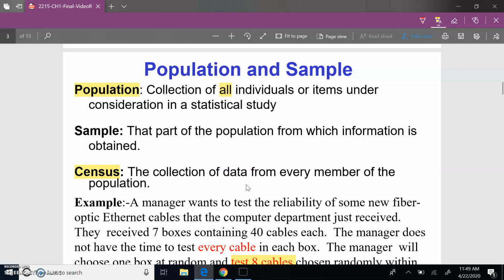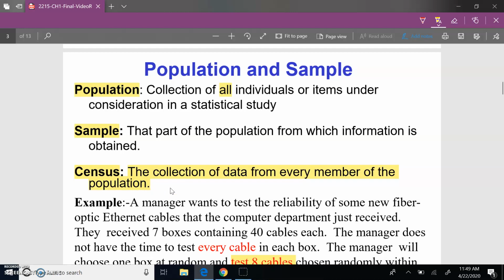When we want to collect some information, we cannot collect the information from the entire population. Why? Because we don't have the time, we don't have resources, we don't have manpower to conduct the study from every member of the population. For this reason, we resort to sampling. We select a sample. And what is a census? A census is a collection. If you collect the data from every member of the population, then such a process is called a census.